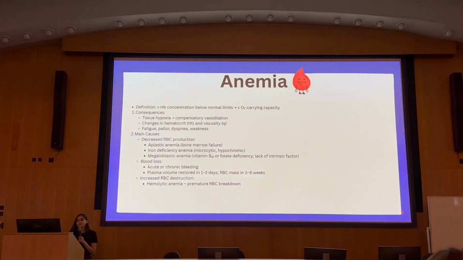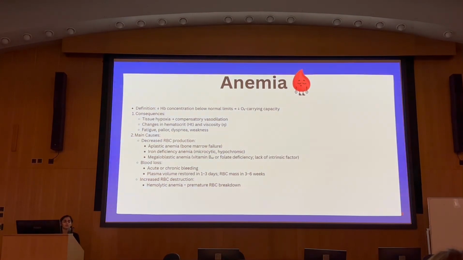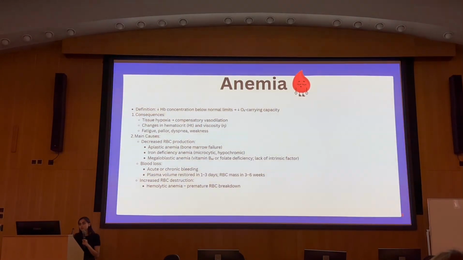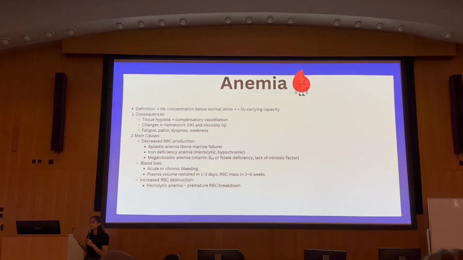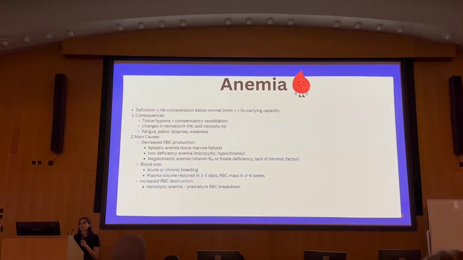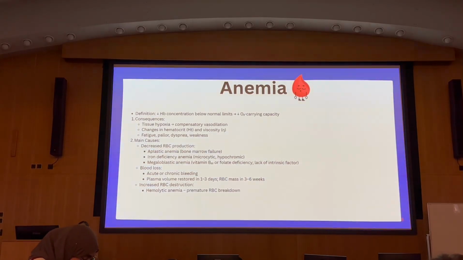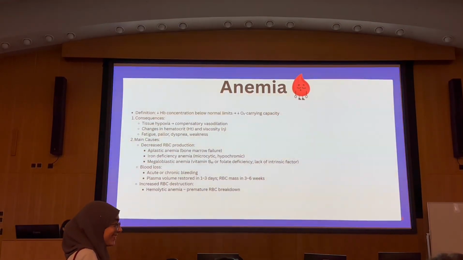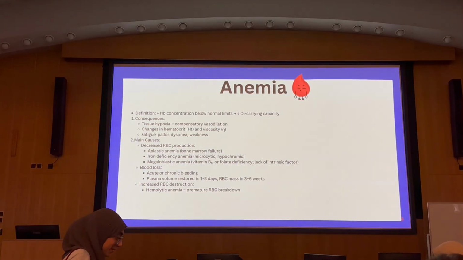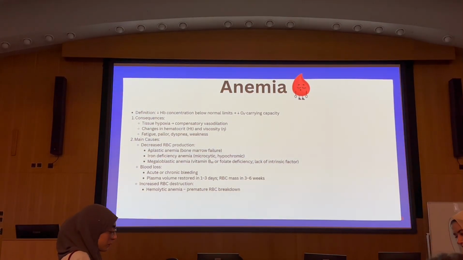Now, anemia. Anemia is basically the hemoglobin concentration decreasing below the normal limits, and that's the reason oxygen cannot reach your tissues. So the consequences of anemia, again, oxygen cannot reach the tissues, which is tissue hypoxia, changes in hematocrit and viscosity, and fatigue, pallor obviously because the blood is not reaching places, dyspnea because you don't have oxygen reaching, and weakness, fatigue.